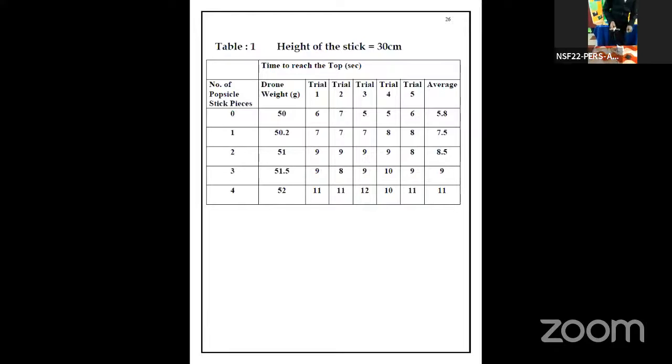So the conclusion is that the weight added to the drone affects the speed of the drone.